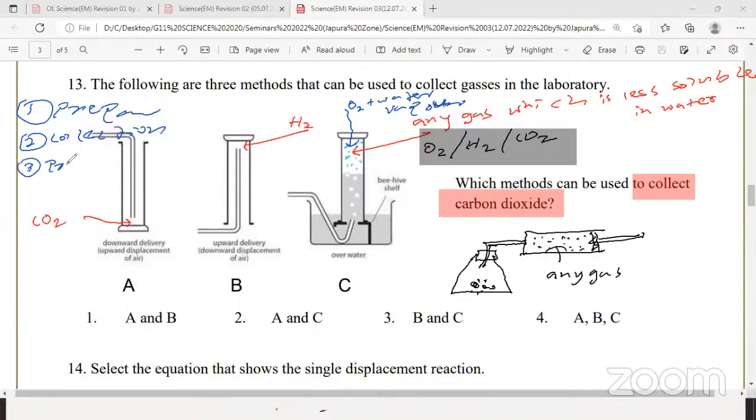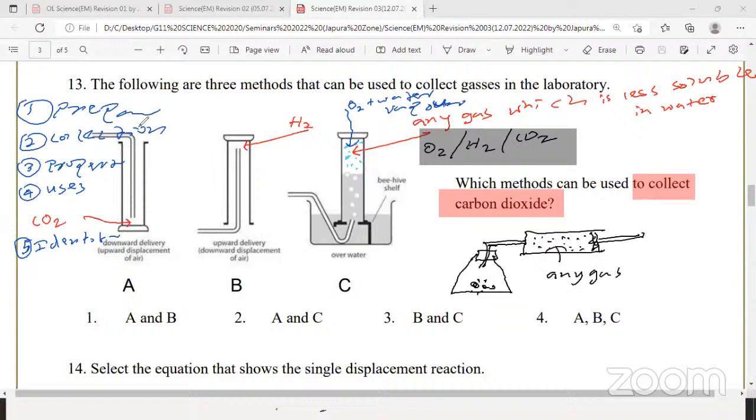Then properties of the gas. And then uses of the gas. And identification of the gas. These are the five things you should know about these three gases. If you want, you can write the list. Example: how to prepare carbon dioxide, how to collect carbon dioxide, what are the properties of carbon dioxide, what are the uses of carbon dioxide, how to identify carbon dioxide?